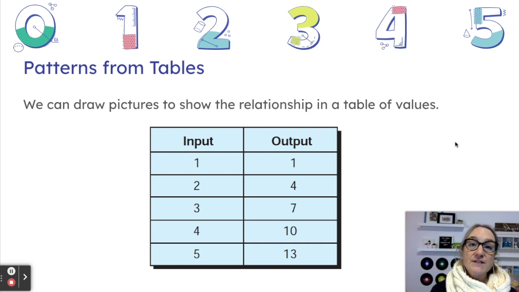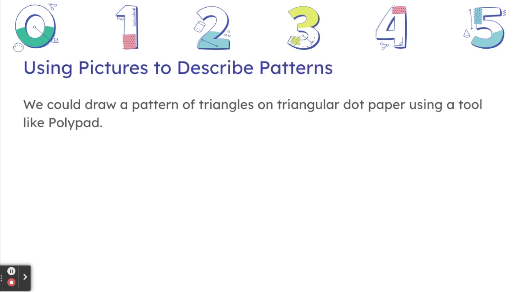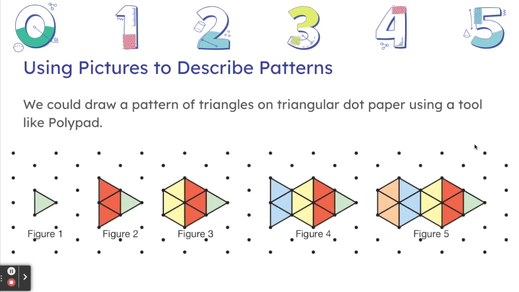We can use pictures to help us show the relationship between the input and output columns in a table of values. So for example, in this table, the input increases by 1 each time and the output increases by 3 each time. Now let's explore what that might look like if we were to draw a picture to show that relationship. We could draw a pattern of triangles, for example, on triangular dot paper, or we could use a tool like Polypad. It might look something like this.